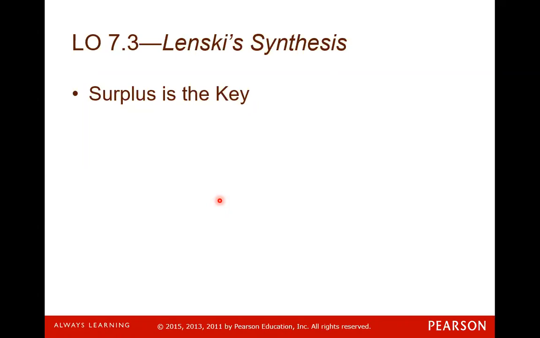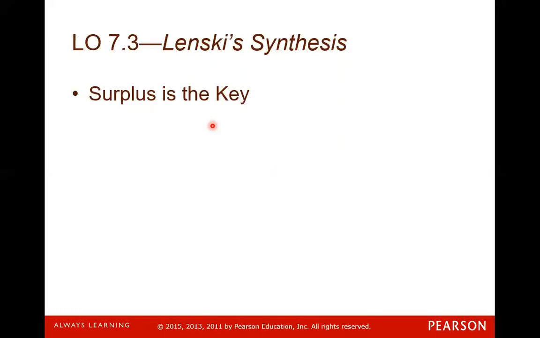Lenski said surplus is the key. What is surplus? In the old societies, the hunting and gathering societies, people used to hunt, bring their food, eat it, and then the next day they would hunt again, right? So he says that in hunting and gathering societies, the functionalist perspective makes sense. Important people do important jobs, and that is why they deserve more.